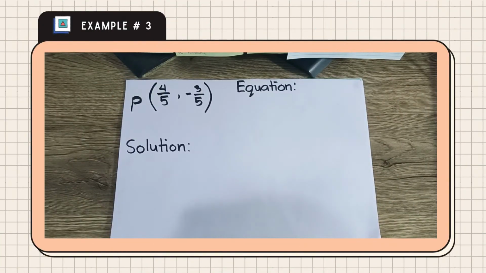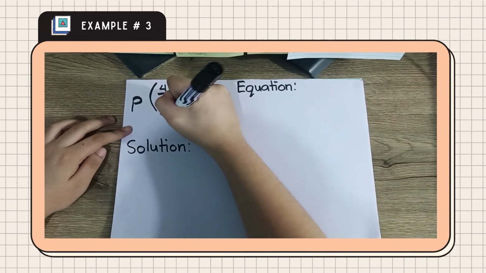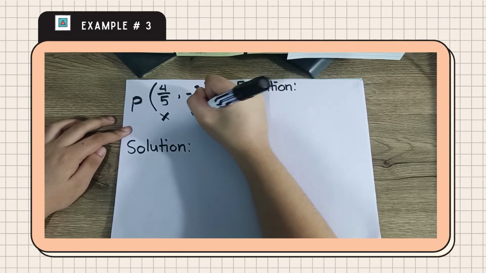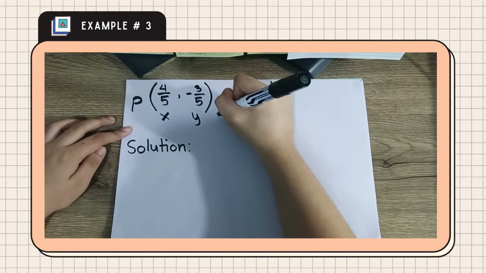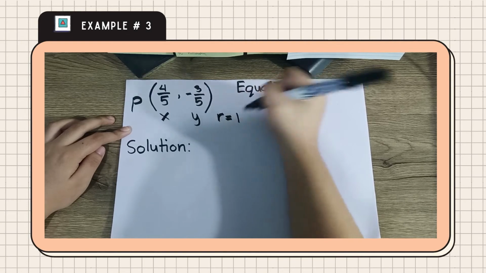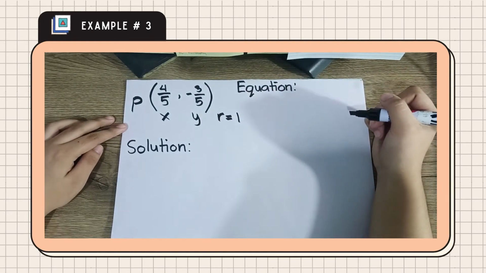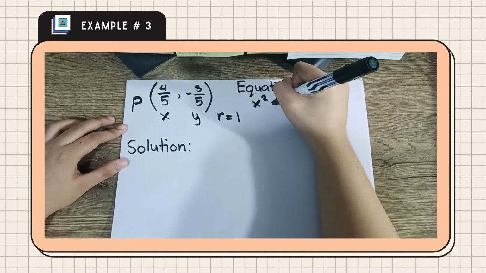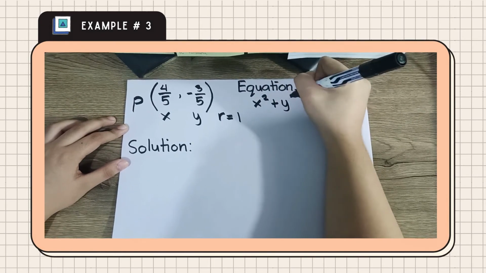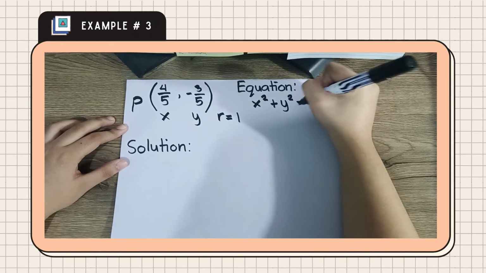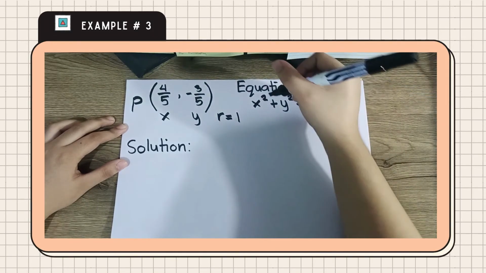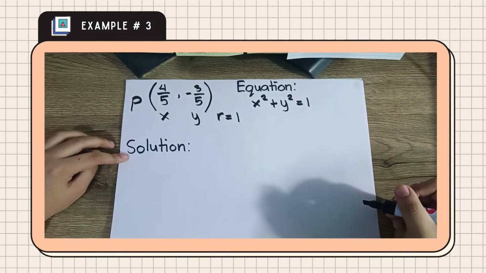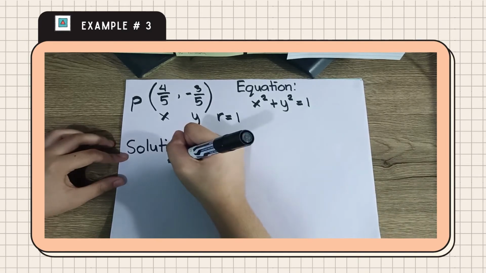Hi everyone, I am here to discuss the third problem, which is to determine if these points are on the unit circle or not. So let's start. In the unit circle, this is x and this is y, and r is 1. So the standard equation of a unit circle is x squared plus y squared equals 1. We need to substitute the values of x and y.